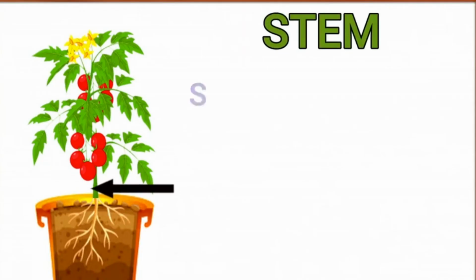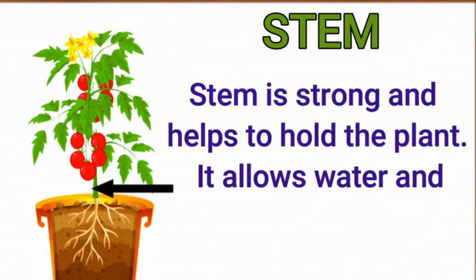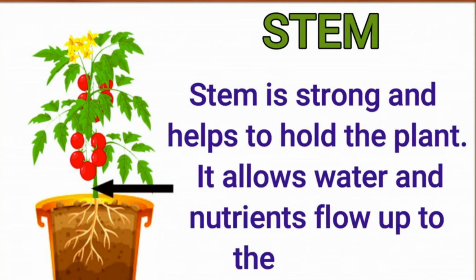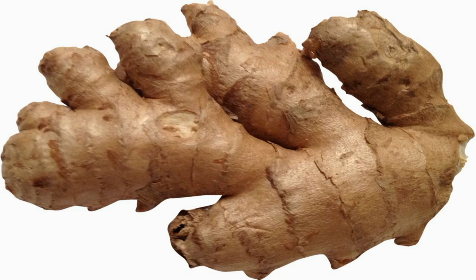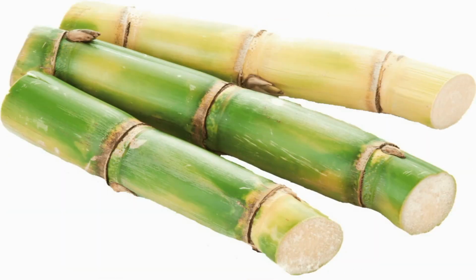Functions of a stem. The stem holds the plant upright. The stem carries water and food to different parts of the plant. Some plants like ginger, potato, and sugarcane store food in their stem.